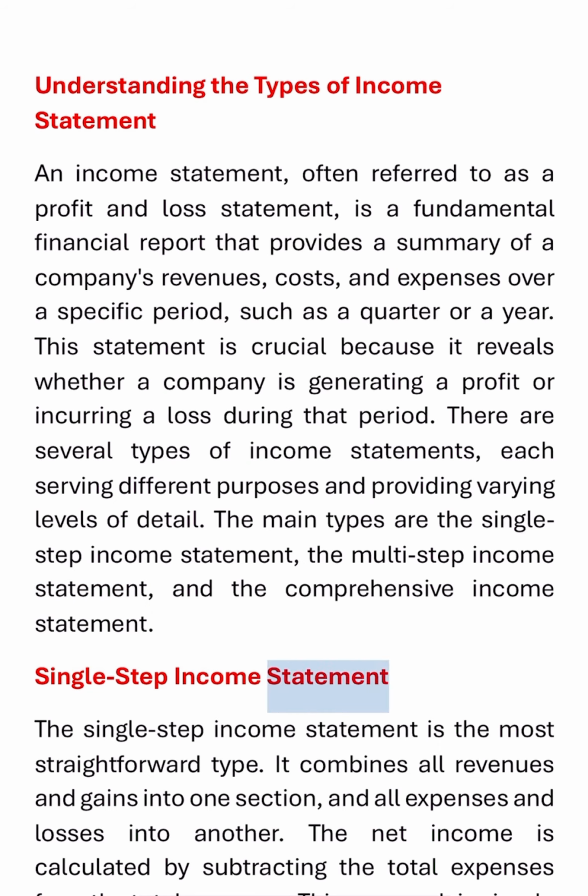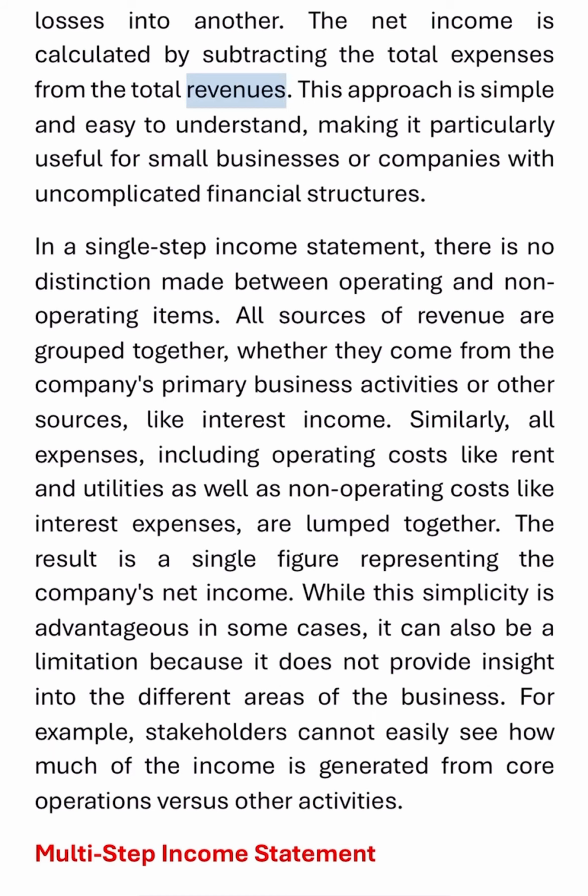Single-step income statement. The single-step income statement is the most straightforward type. It combines all revenues and gains into one section and all expenses and losses into another. The net income is calculated by subtracting the total expenses from the total revenues. This approach is simple and easy to understand, making it particularly useful for small businesses or companies with uncomplicated financial structures. In a single-step income statement, there is no distinction made between operating and non-operating items.